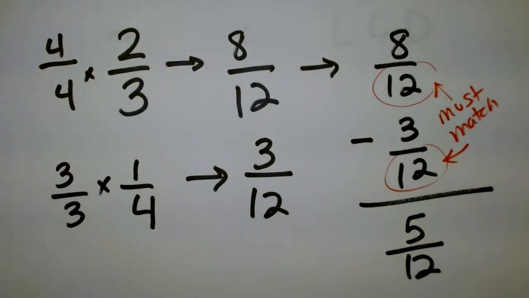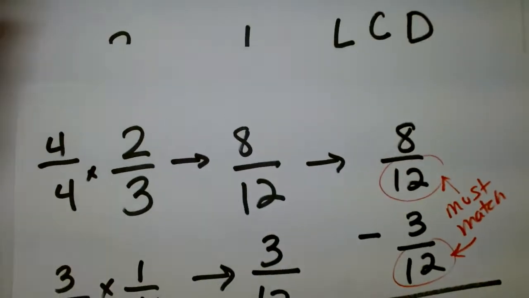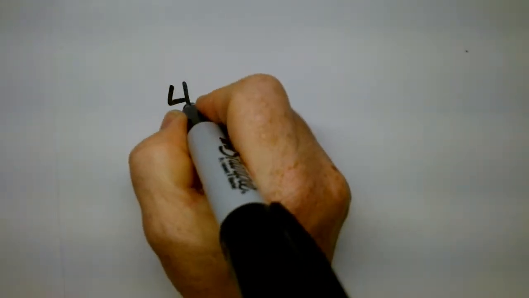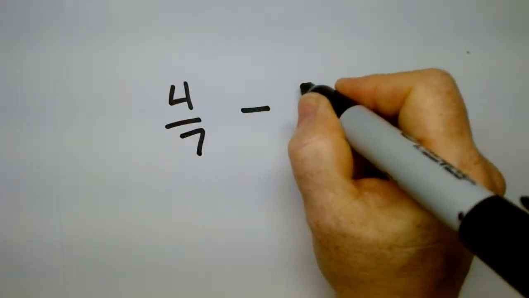And if you're like, wow, that took a lot of energy. Well, the first time you do anything, it takes a little longer, right? Okay, so let's practice so we get really good at this. Okay, so the next problem I have looks like this. I have 4 over 7 minus 1/5.